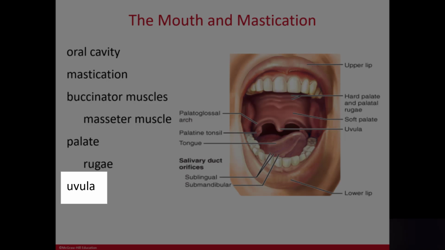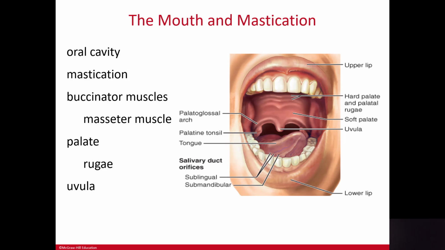And then the uvula is an extension of the soft palate, and that helps to close off the nasopharynx when we swallow. So that's the uvula, the little hanging down thing in the back of the soft palate.